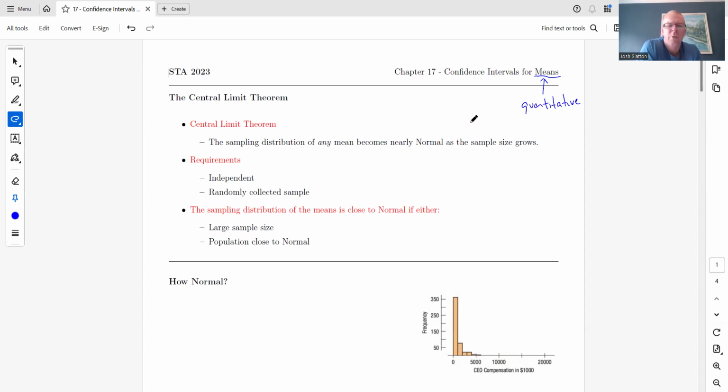So the sampling distribution of the means is close to normal if either we have a large sample size, or just the population in general is close to normal. So if we have something that is a normal distribution, like say the weight of some animal, the population would be normal. So if you're taking samples, then clearly that's going to be normal, whether your samples are large or small. But as we'll see in a second, the large sample size also helps with that.